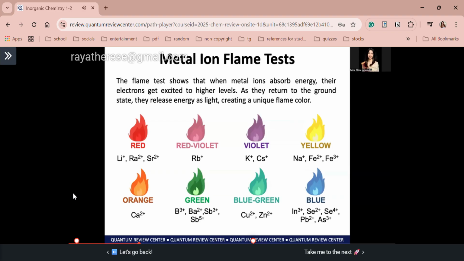For potassium ion and cesium ion, it's a violet flame. For sodium ion and iron ions, it's a yellow flame. For calcium ion, it's an orange flame, and so on and so forth.